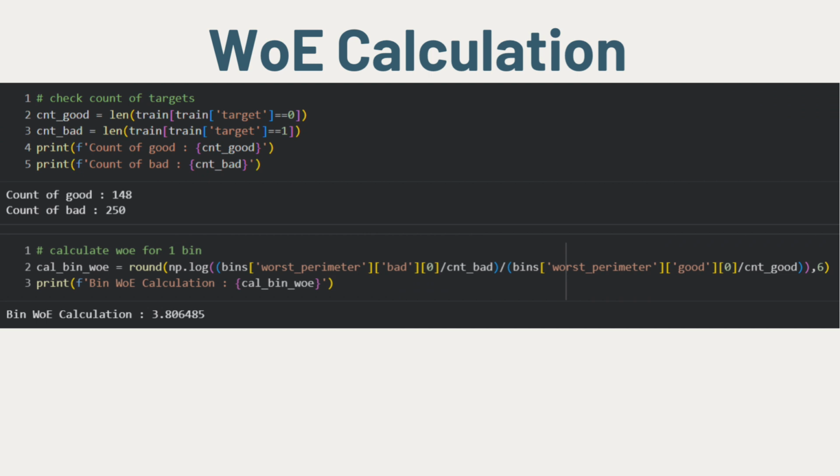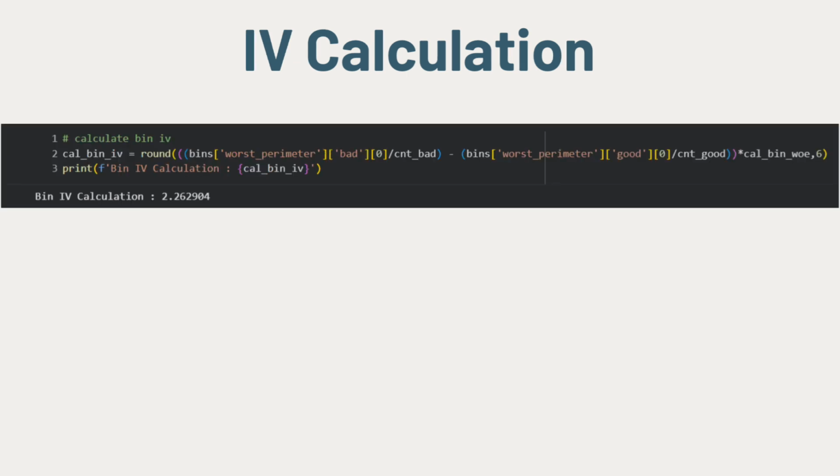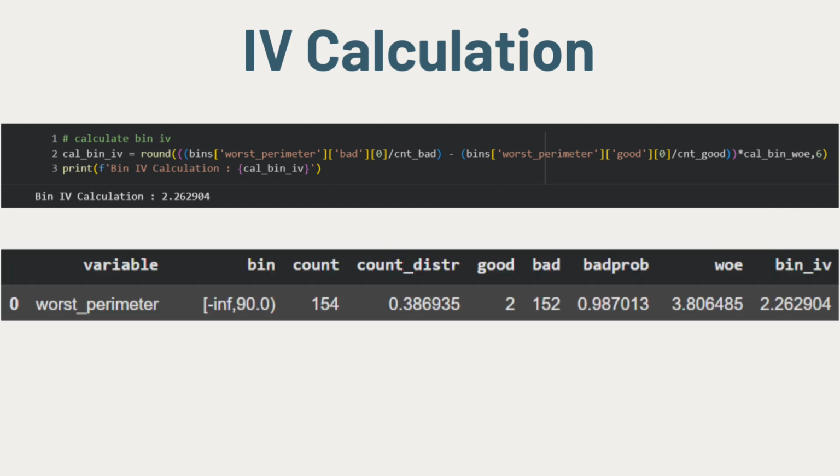Then, we will use the first bin of the worst perimeter variable as an example. We will plug in the corresponding numbers using the WoE formula, and we will get 3.806485, which matches with what we saw in the previous table under the WoE column as well. Next, we can do the same for bin IV calculation by plugging the corresponding numbers to the formula, and we get 2.262904, which matches with the bin IV value as well.